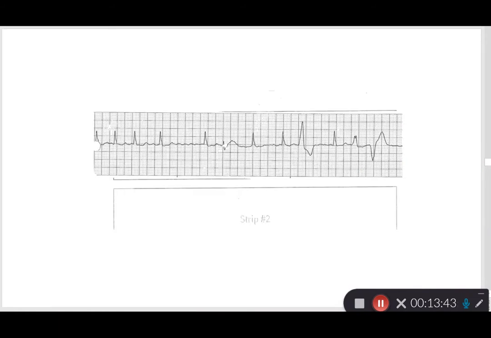All right, next one. Let's pick out our weird complexes right now, the ones that stick out and just look goofy. I got one here, it's really small, but I can tell it's not like the others. It's wide in nature. I highlighted it there so you can see how wide it is. Obviously my PVC right here, and then I got another PVC right here. And I'm just highlighting the QRS complexes so you can see where I'm getting those.